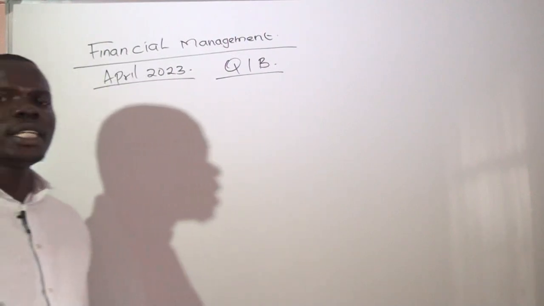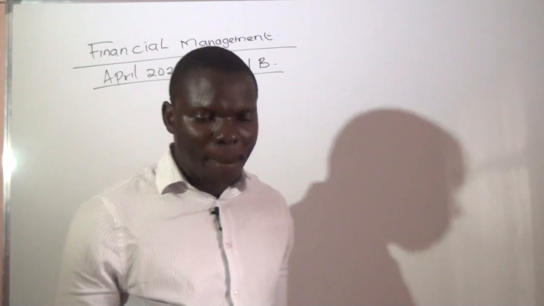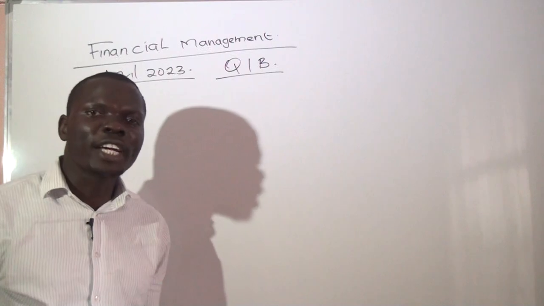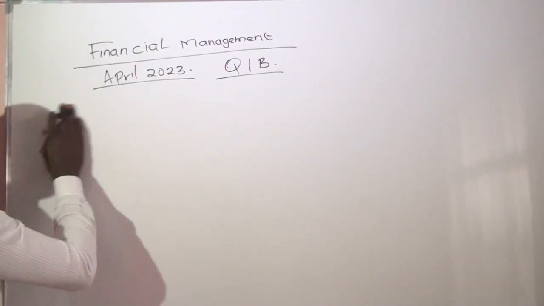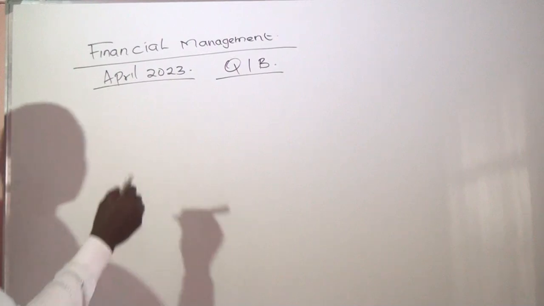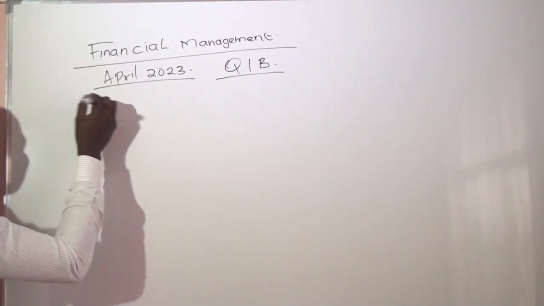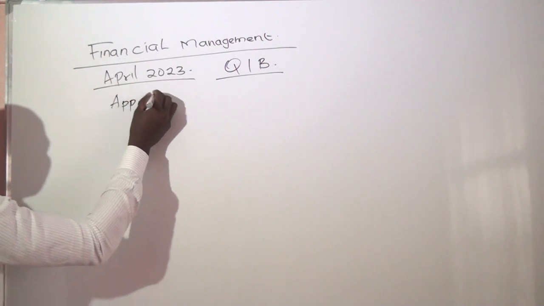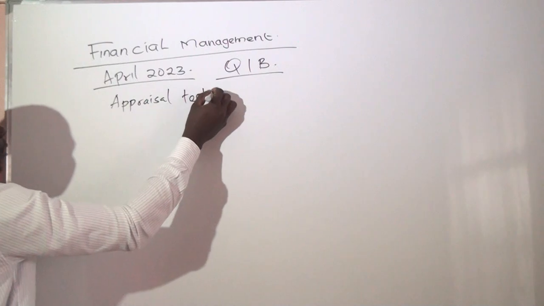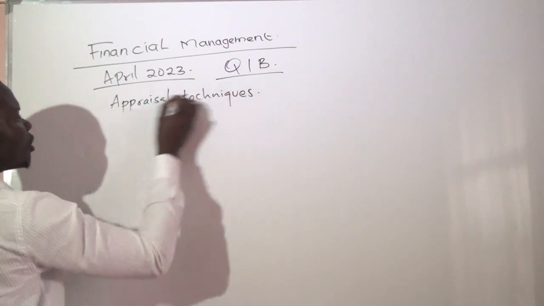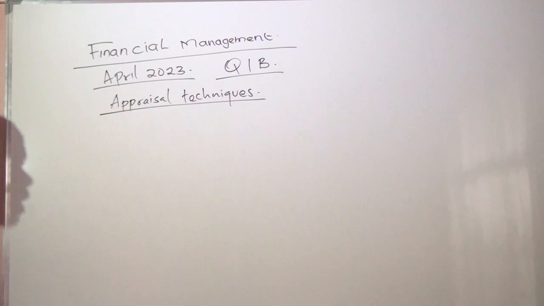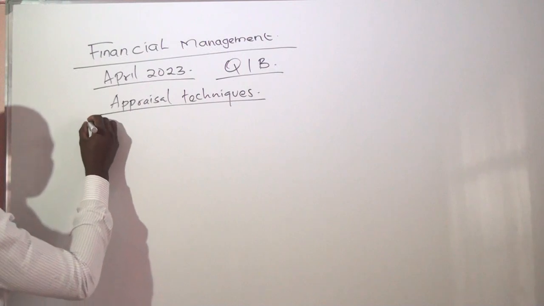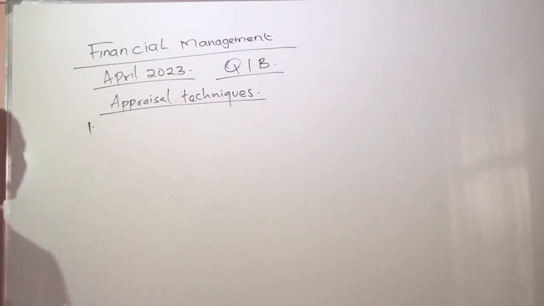Under capital budgeting, we normally have various analysis processes that we need to undertake for us to identify the best project. This analysis is normally known as appraisal techniques, and we normally classify them into two. We have two main appraisal techniques.